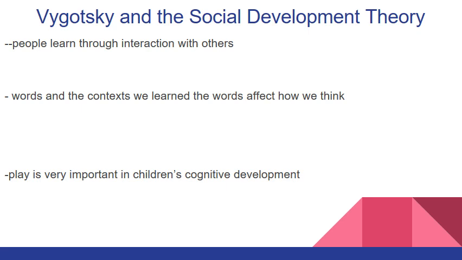Another important educational theorist was Lev Vygotsky, who developed the social development theory. Lev Vygotsky elaborated more on what Piaget discussed with collaborative learning. Lev Vygotsky explained that people primarily learn through interaction with others.